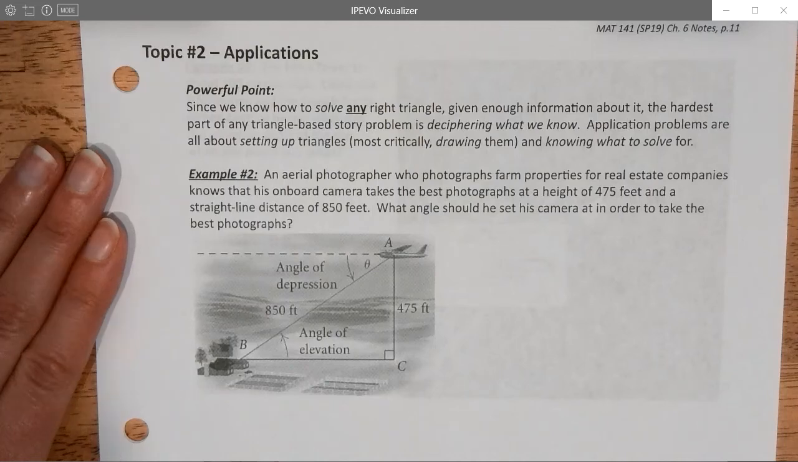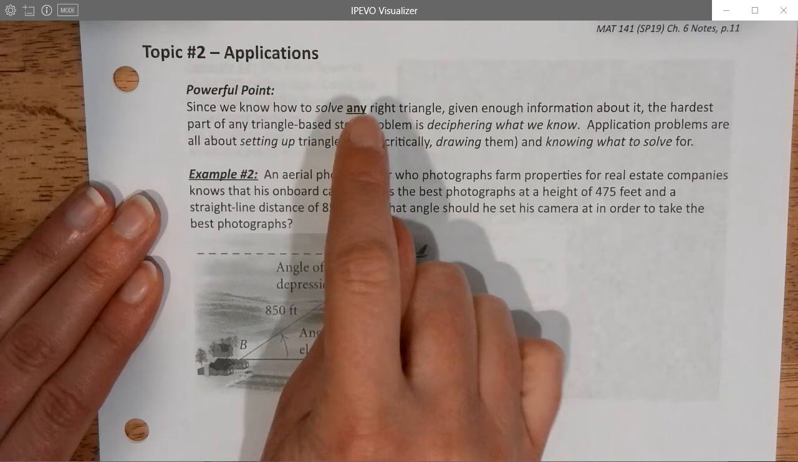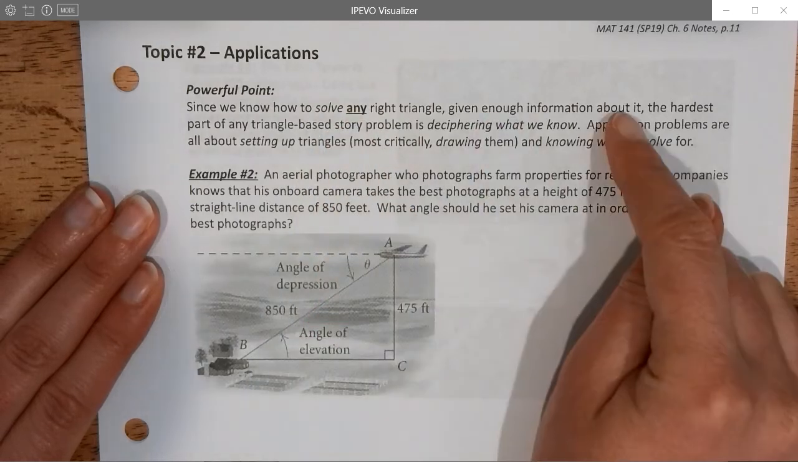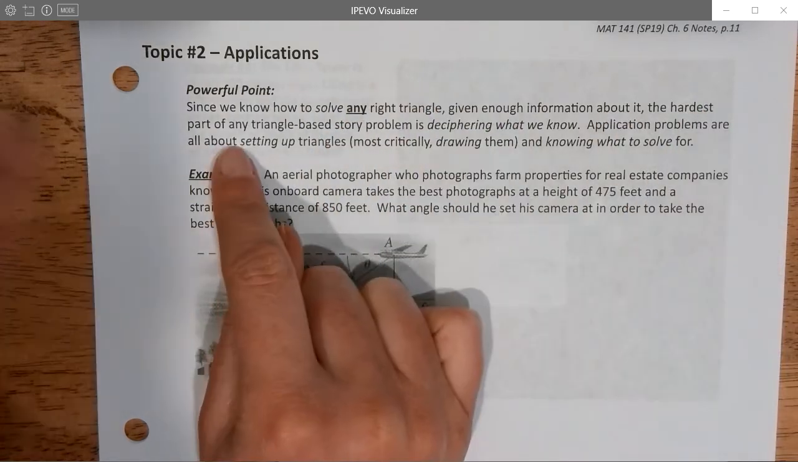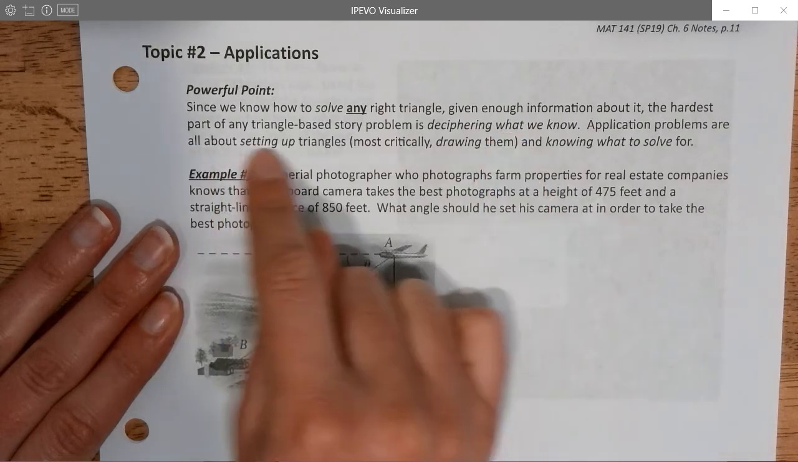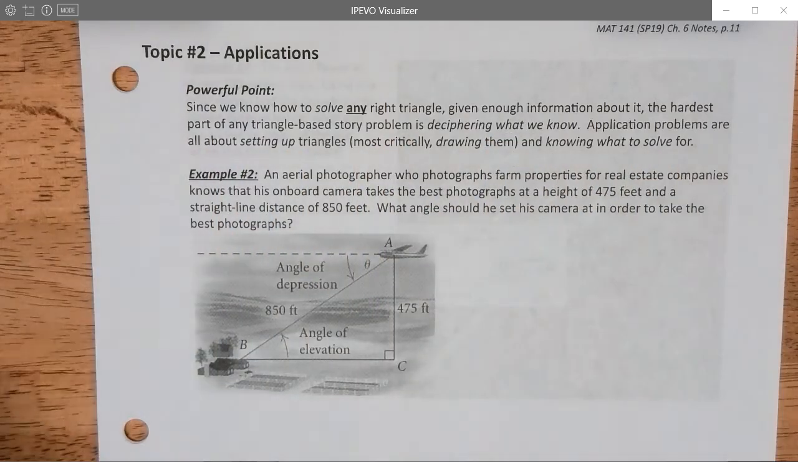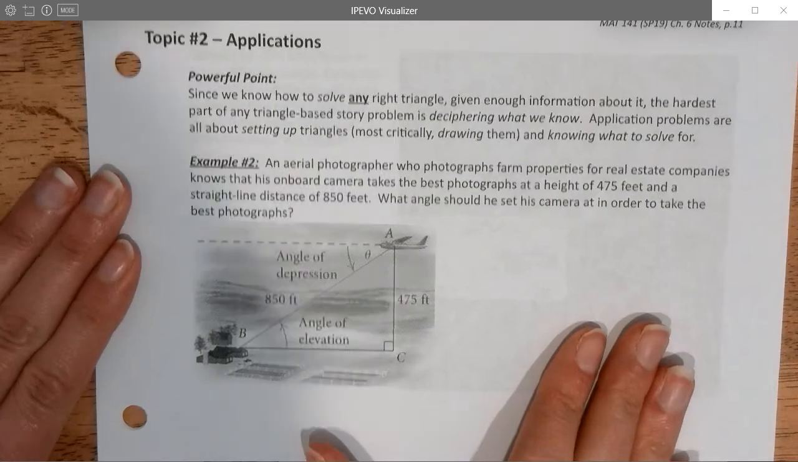Topic 2. We've got some applications. First, a powerful point. Since we know how to solve any right triangle given enough information about it, the hardest part of any triangle-based story problem is just setting it up, deciphering what we know, and then maybe drawing the triangle, knowing what to solve for. Okay, we can already solve the triangles. So let's look at an example.